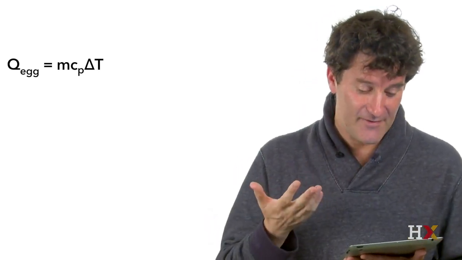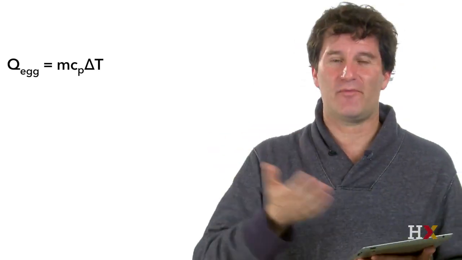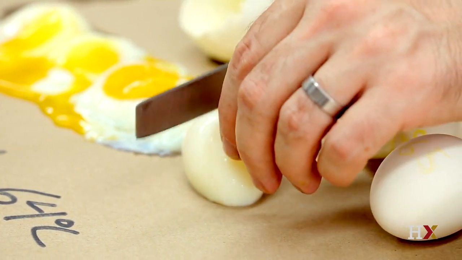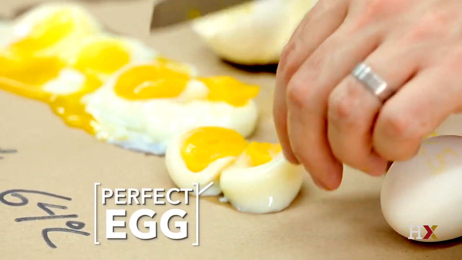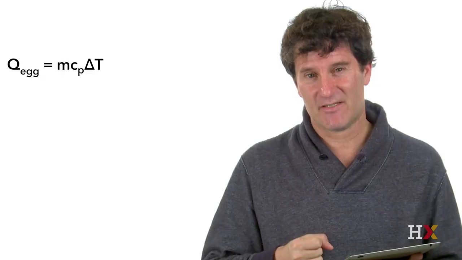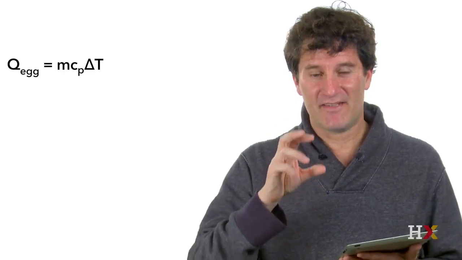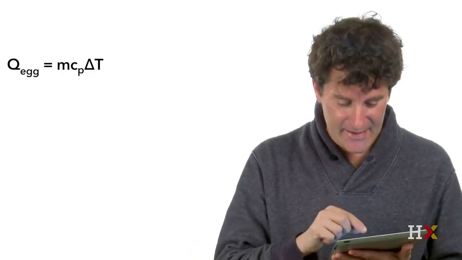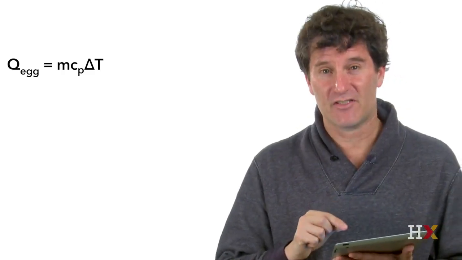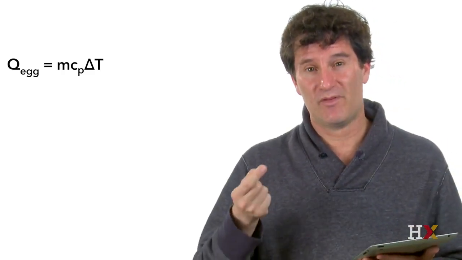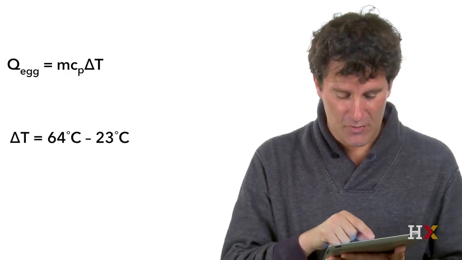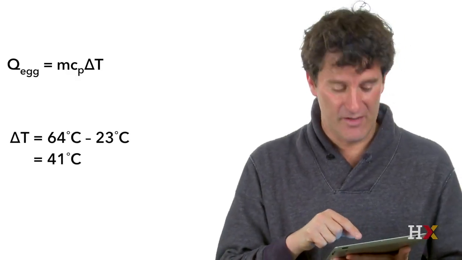So let's pretend, just for the sake of argument, that we're going to make a perfect egg. As you've heard from Dave Arnold, a perfect egg is at a temperature of 64 degrees Celsius. So we want to start with an egg at an initial temperature of 23 degrees Celsius and heat it up to 64 degrees Celsius, at which point the egg will be perfect. That means ΔT is 64 minus 23, which is a 41 degree ΔT.